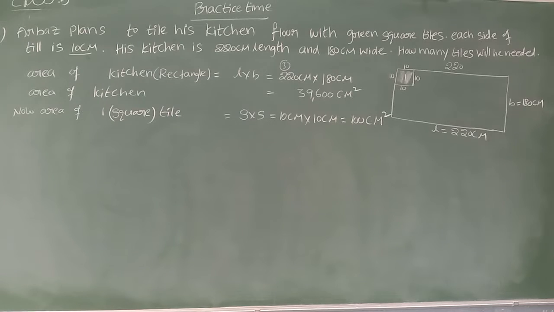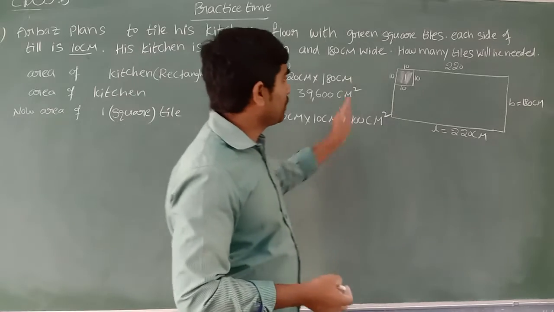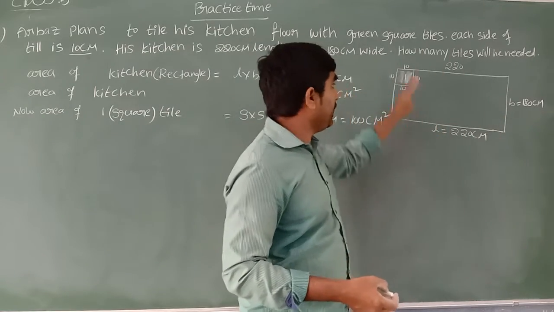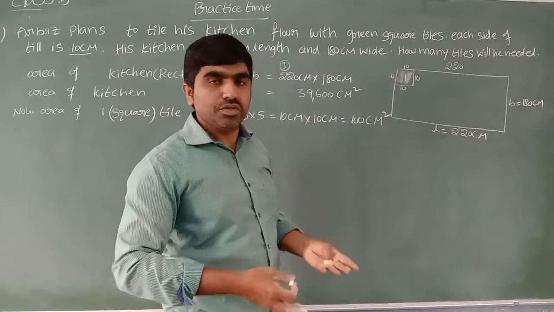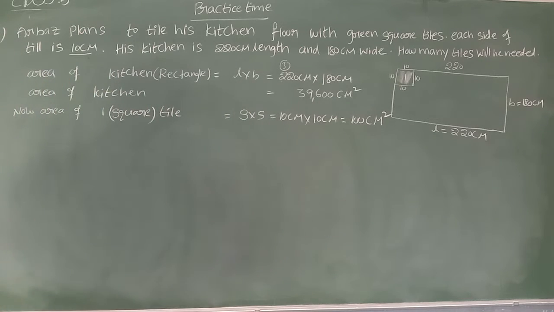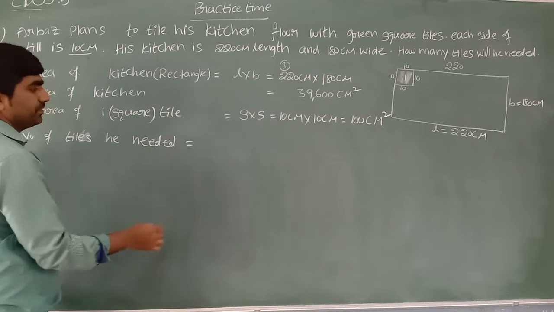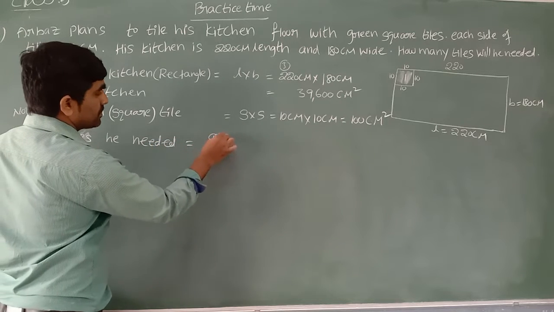Now to know how many tiles are required, what we have to do? Total area we can divide by area of one tile, so that we'll get the number of tiles we needed. We'll write here number of tiles he needed is equal to what?